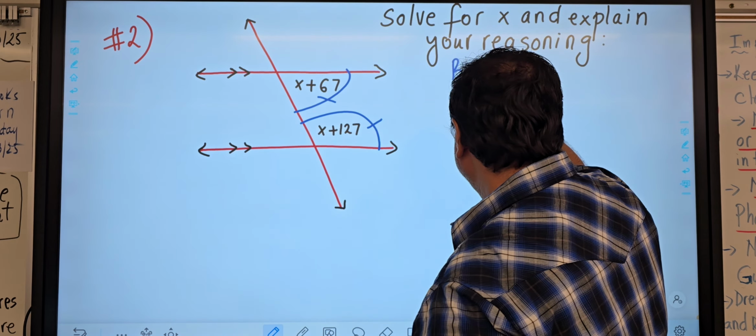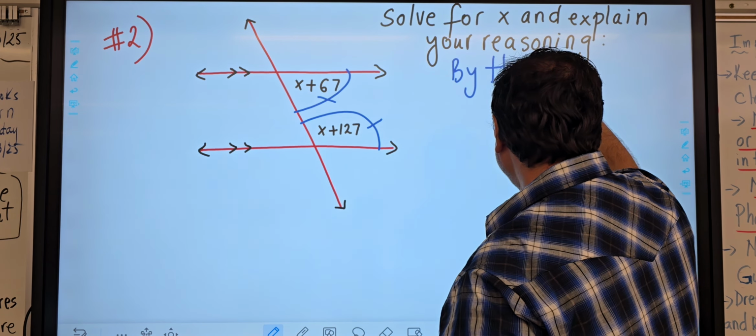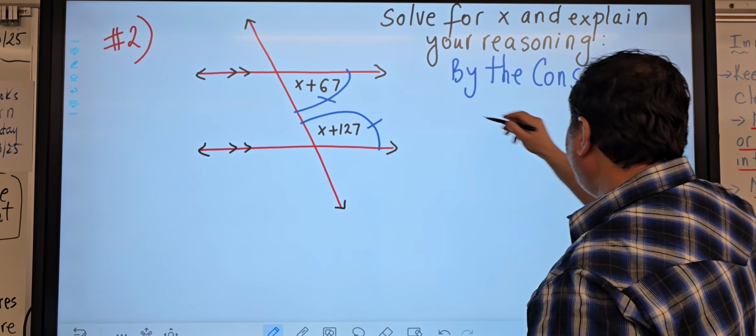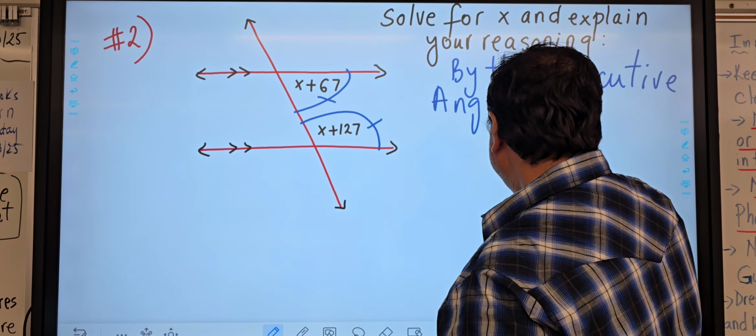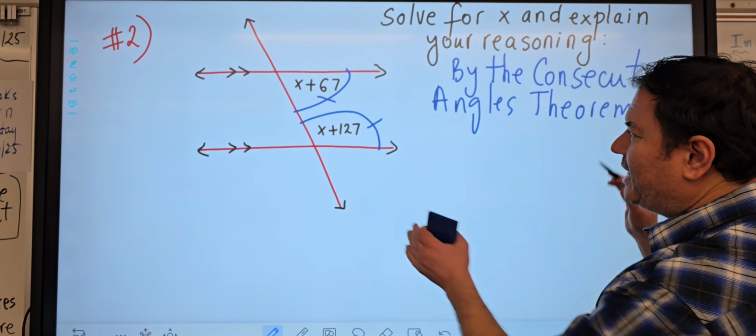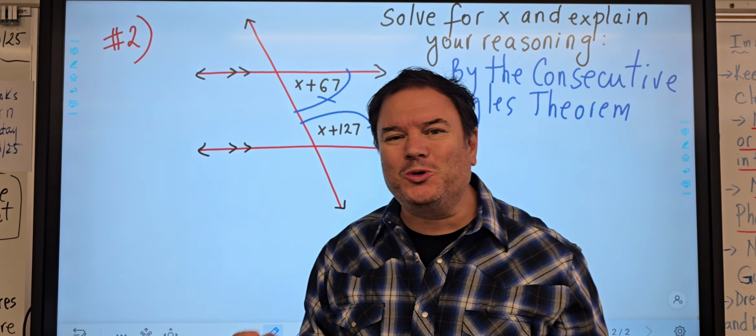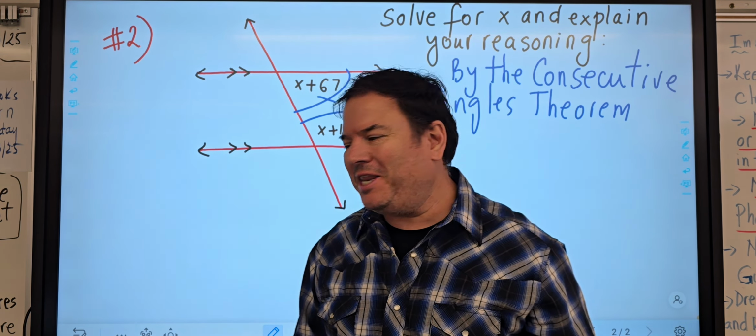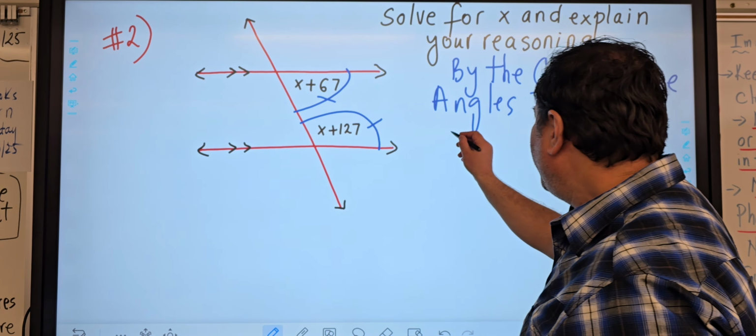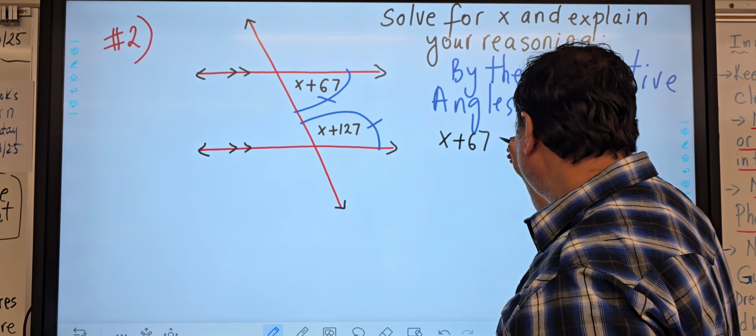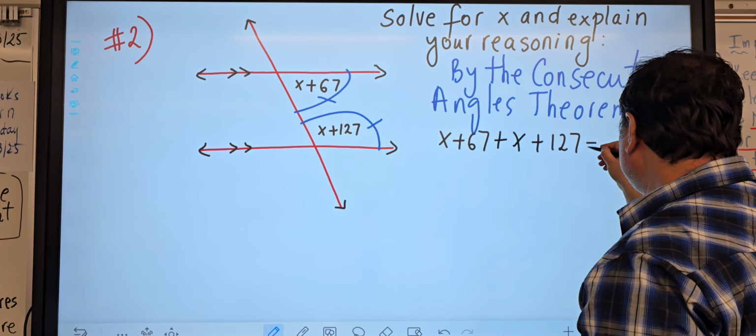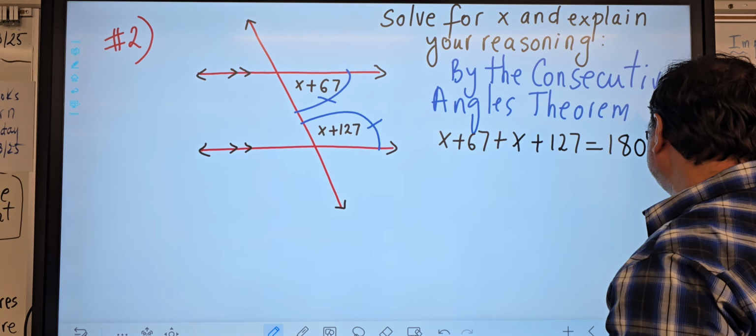So by the consecutive angles theorem, these two angles, if we add those two angles, we get 180 degrees. So in this case, we are going to add those angles together. So we have x plus 67 plus x plus 127 equals 180 degrees, right?